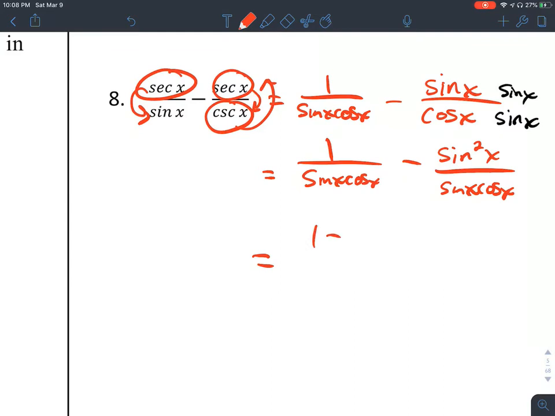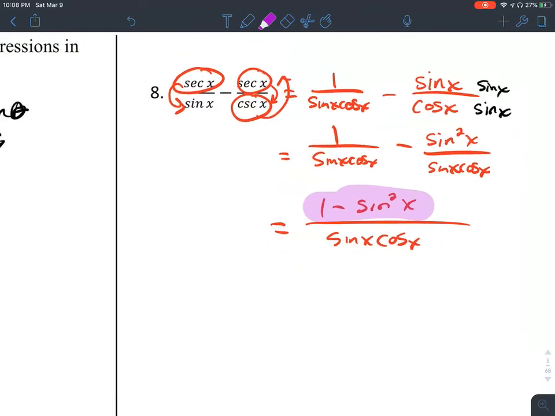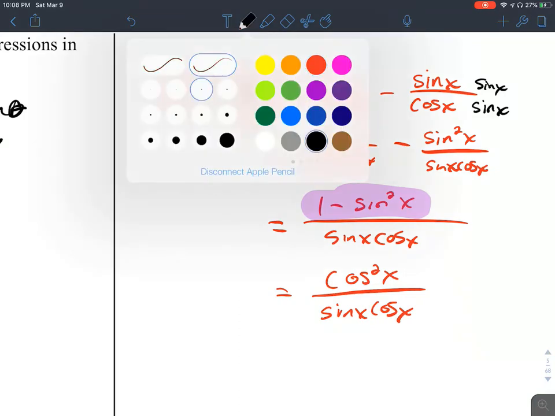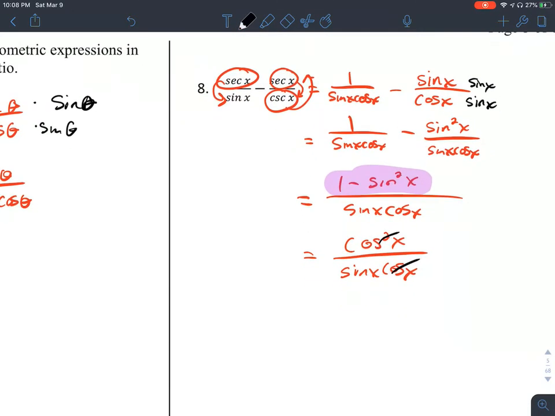Once you have common denominators, you subtract the numerators. Wow, that numerator looks familiar. Where have we seen this before? We saw it in the first problem we did, and we saw it in number 6. That is equal to cosine squared of x. That's Pythagorean identity manipulated a bit. We can then cancel a cosine from the top and the bottom.